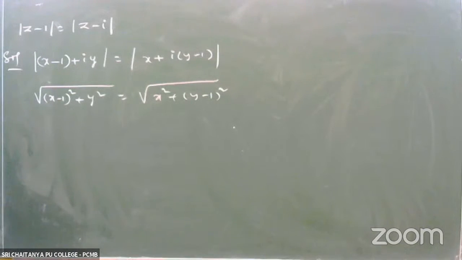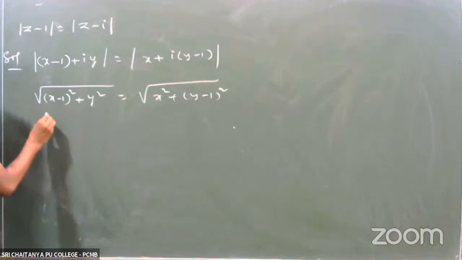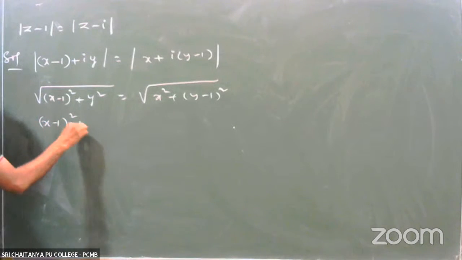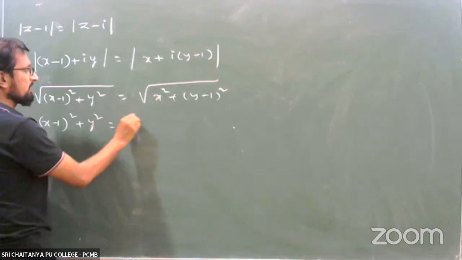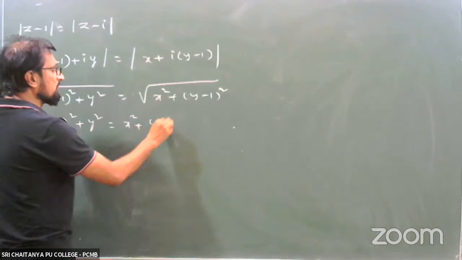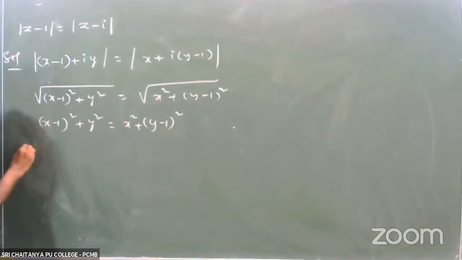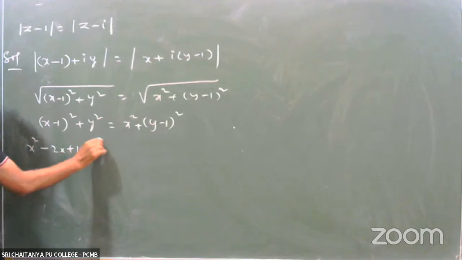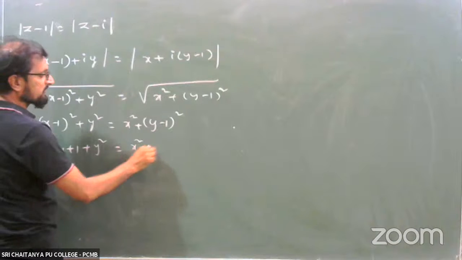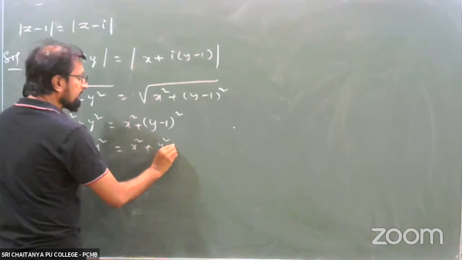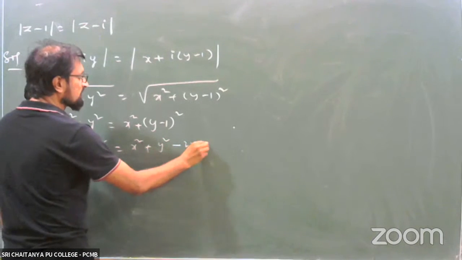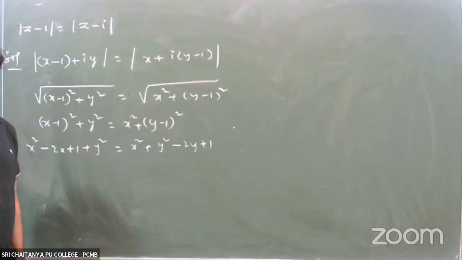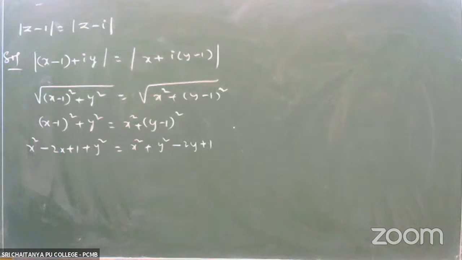Right? Now, squaring on both sides, root gets cancelled. You are going to get x minus 1 whole square plus y square is equal to x square plus y minus 1 whole square. Simplifying this, x square minus 2x plus 1 plus y square is equal to x square plus y square minus 2y plus 1. On both sides x square, y square get cancelled, 1 gets cancelled.